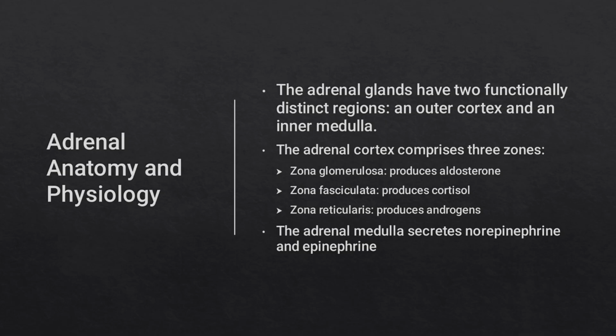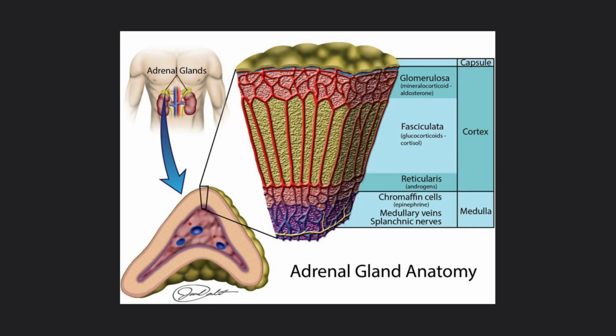The first one, glomerulosa, which is the most outer, is producing aldosterone. Then in the middle, fasciculata produces cortisol. The last one, reticularis, produces androgens. Then comes the medulla, which is most medial, or inside of the adrenal gland, and which produces norepinephrine and epinephrine. It is important to know each part and which hormone it produces to know the disease and its own pathophysiology. So that's a diagram that shows the cortex and the medulla.